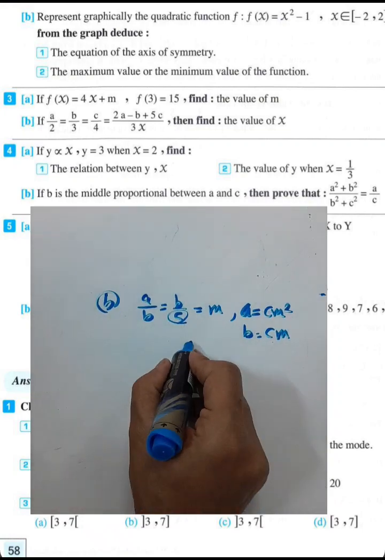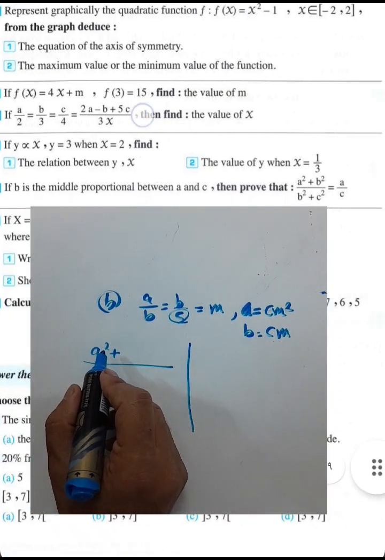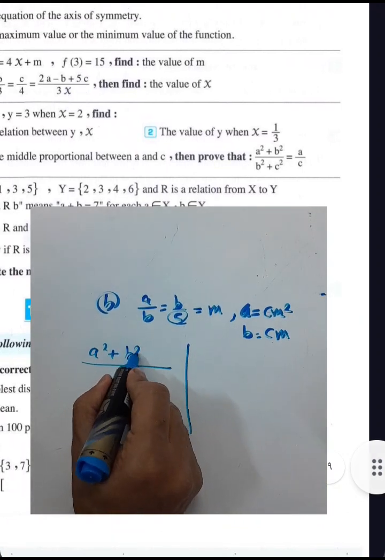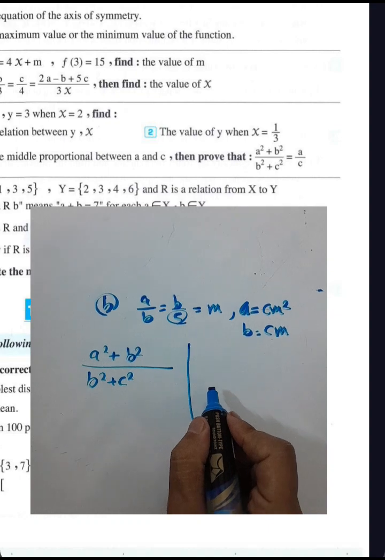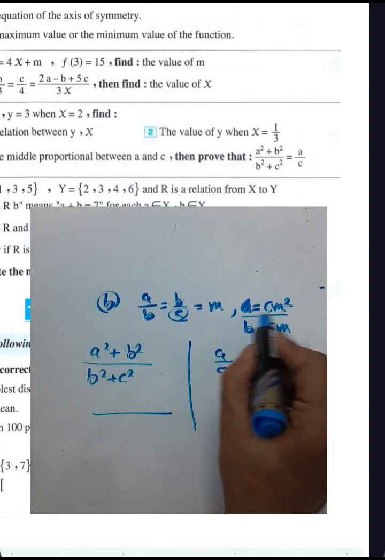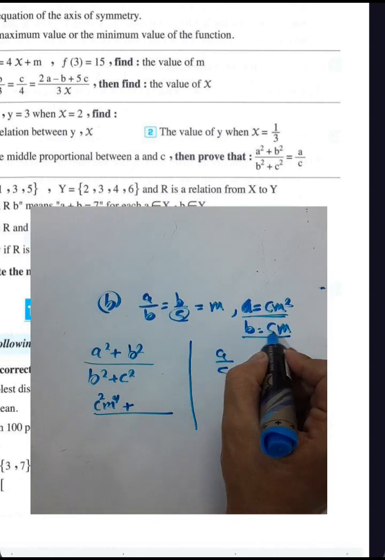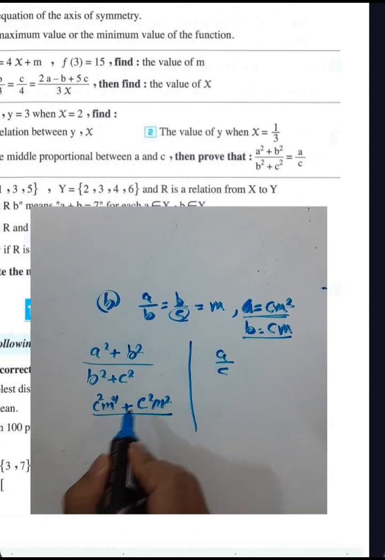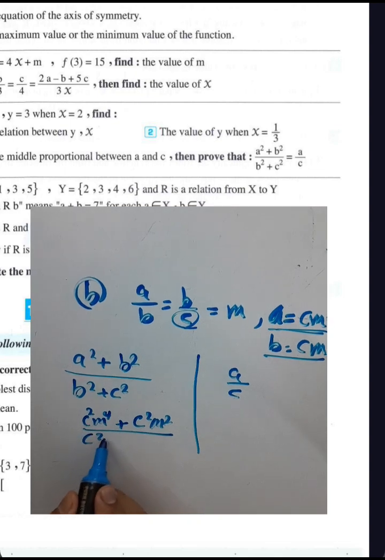Okay, you want to prove that a power 2 plus b power 2 over b power 2 plus c power 2 equal a over c. First, we can put a equal c m power 2 here. All power 2, it will be c power 2 m power 4. b power 2, b equal c m, c power 2 m power 2, over b power 2, b equal c m, c power 2 m power 2.